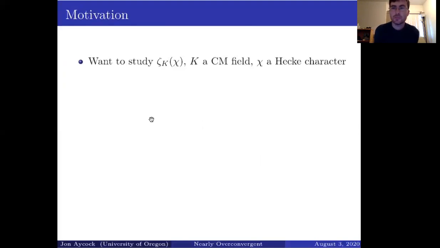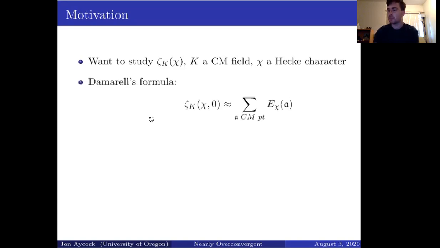Okay, so for some motivation for why we might care, we want to maybe study the zeta function of a CM field. And what we're going to do is view the input to the zeta function as a Hecke character rather than as a number. And when we do this, we actually get something called Damerell's formula, which relates this value, zeta k of chi, to the sum over the CM points of some Eisenstein series of weight chi evaluated at these CM points.